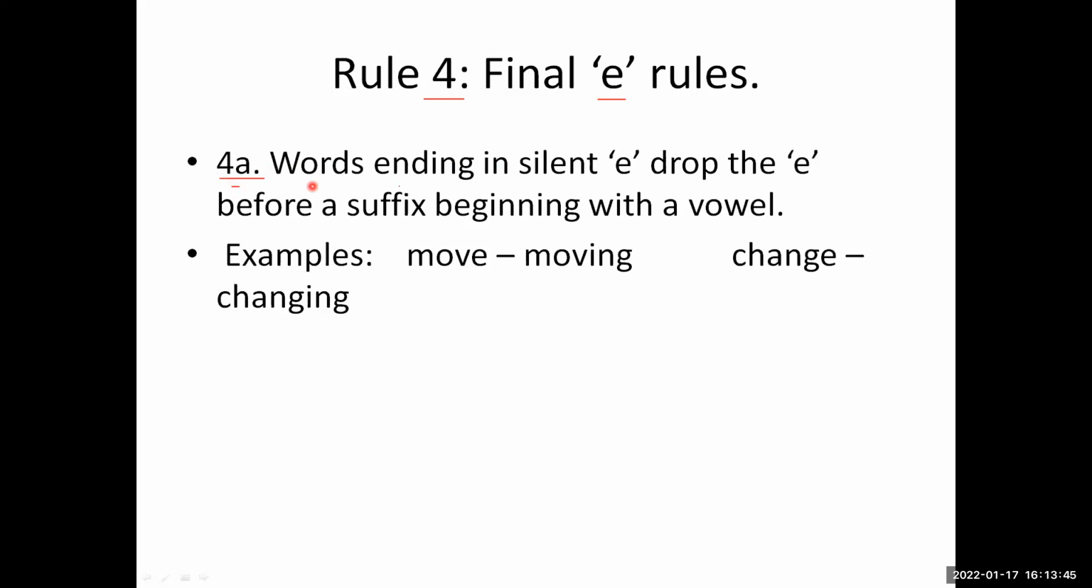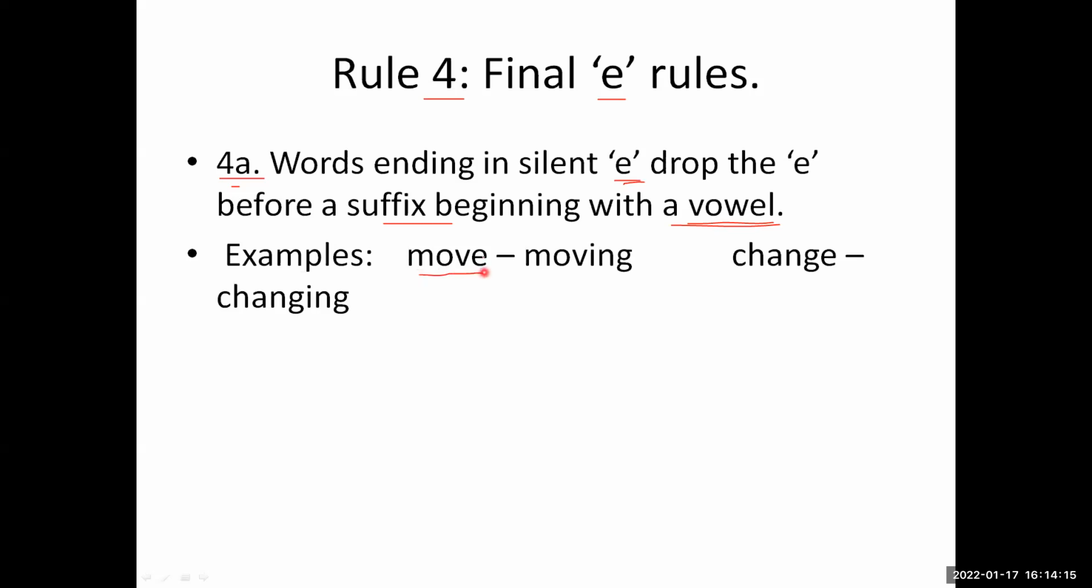Words ending in silent E: drop the E before a suffix beginning with a vowel. So what happens if any word ends with E, and if there is a suffix to that word, and that suffix begins with a vowel sound? In that case, that E is dropped. E is removed. Let's see examples so that you can understand.